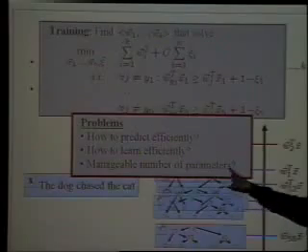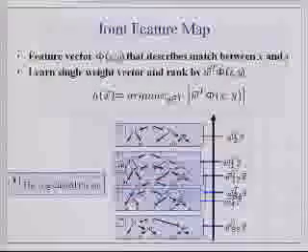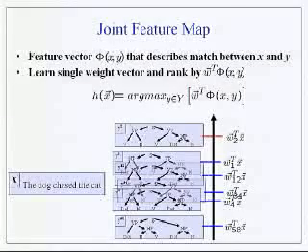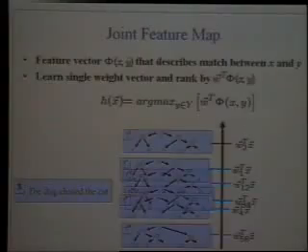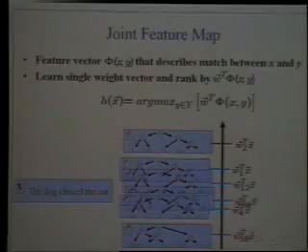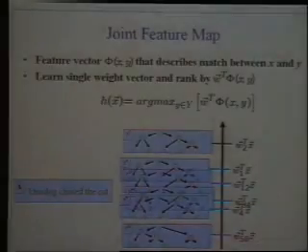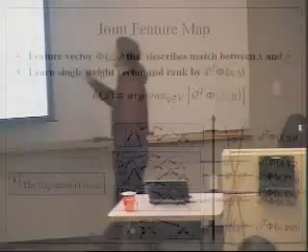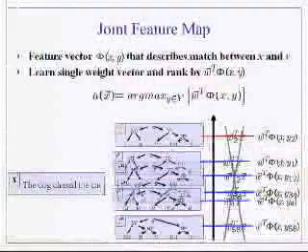Okay, so let's first look at the last problem here. How do we get this into a representation that has a somewhat manageable number of features? So we're just going to do a little notational trick. Instead of having one weight vector for every class, we're going to introduce a feature vector that describes the match between the input and the output that has a fixed dimensionality.